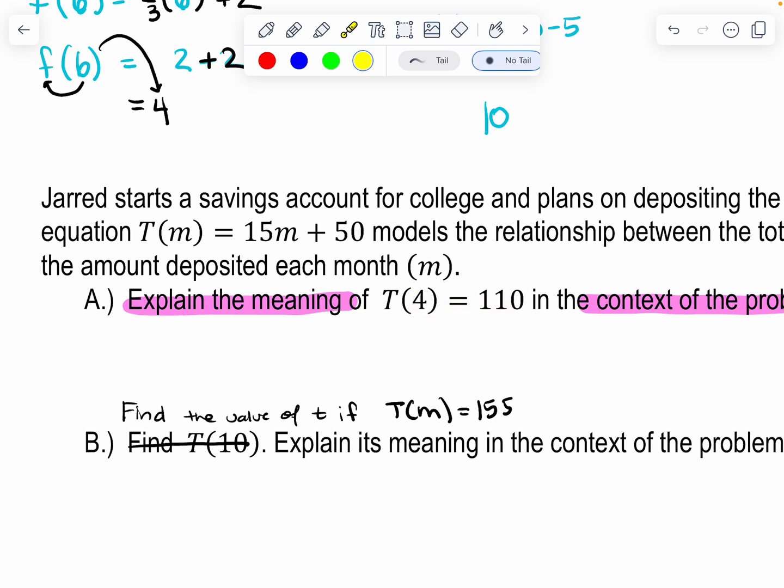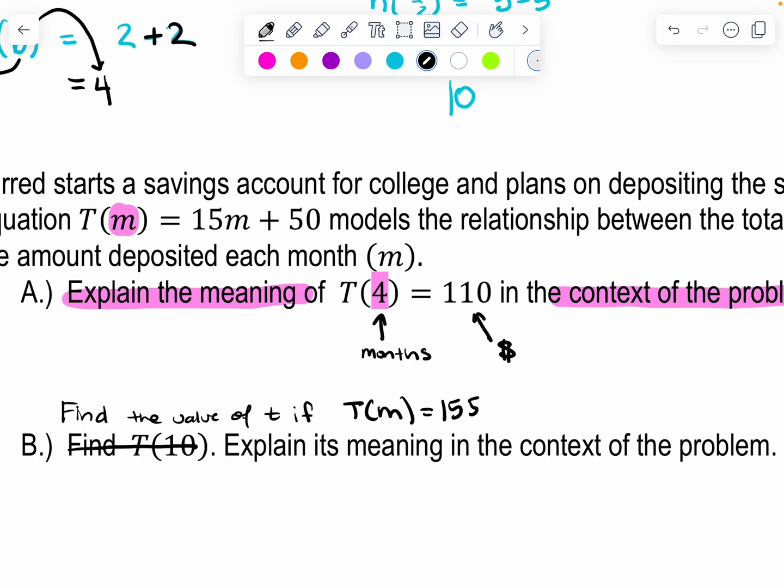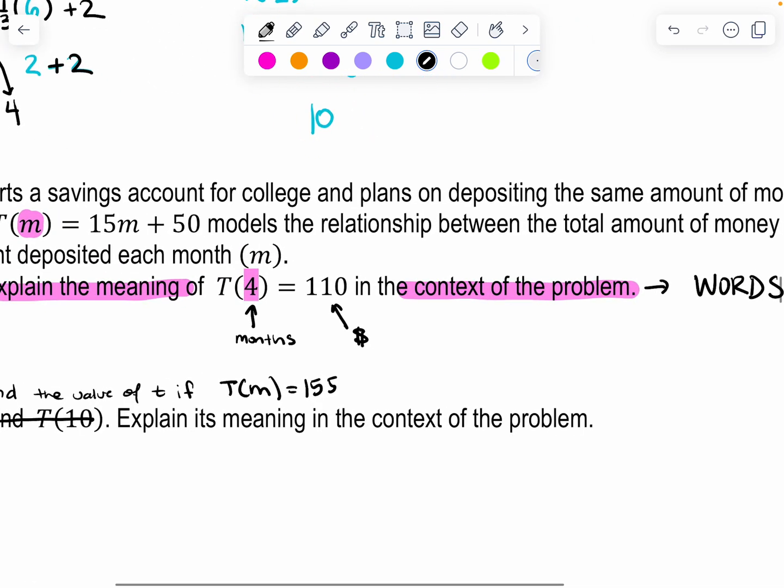So the first thing I would do is I would just try to match something. So if you notice, this 4 looks like it's in place of this M here. So what that tells me is that 4 represents M. So now the question is, well, what word do we associate with that? And that M stands for the month. So that 4 must represent the months. Then the rest of the story is about Jared and his savings account, so that must be the money. So if I was going to explain the meaning of this, what I would say is in 4 months.